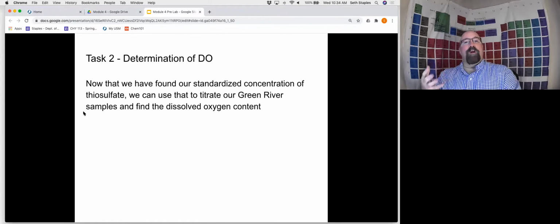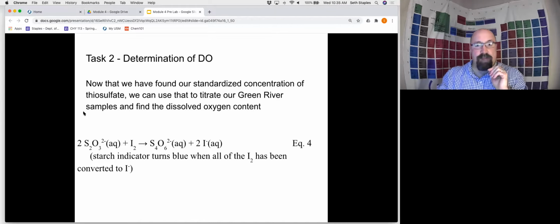Because now that we know the concentration, now that we've found the standardized concentration of our thiosulfate, we can use that to titrate our Green River samples and find our dissolved oxygen content. So again, let's just bring up equation 4. And so we know that at the end point of this reaction, when the starch indicator turns our sample blue, we've added exactly enough S2O3 to react with all of the I2 that was present. And so you're going to run this titration.